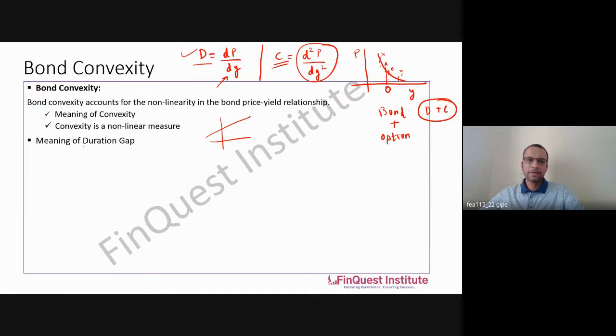Then there is an idea which we call duration gap. When I say duration gap, this is nothing but the duration of your assets and the duration of your liabilities. So can you guess why this gap management is important? Why do I need to manage the duration of assets and the duration of liabilities? What could be the reason behind that?